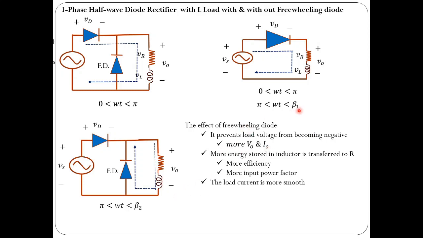In fact, if you consider the conduction angle of the load, in the previous case the load conducts from 0 to beta 1. In this case it conducts from 0 to beta 2, where beta 2 is usually more than beta 1, because in the previous case we have opposition from the source, but in this case there is no opposition during the phase angle up to beta 2. So it will conduct for more time, so the load current becomes smoother. So this is about the single phase diode rectifier with RL load, with and without the freewheeling diode. So the freewheeling diode improves the performance of the rectifier.